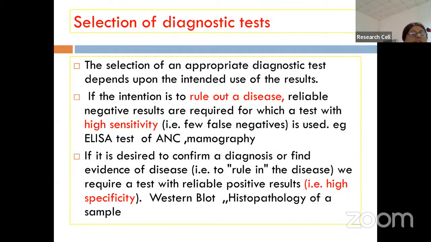Kappa statistics is calculated based on the observed values and expected values of a particular test. So how to select a diagnostic test? The selection of an appropriate diagnostic test depends upon the intended use of the results. If our intention is to rule out a disease, for example, we want to rule out HIV/AIDS among pregnant ladies, here we select a highly sensitive test because reliable negative results are required. We cannot tolerate false negatives. An example is mammography. If mammography is negative, breast cancer is less likely. So you go for a highly sensitive test.